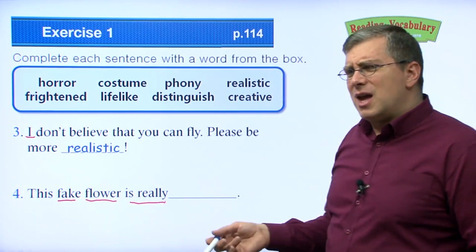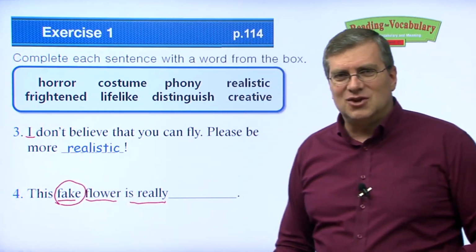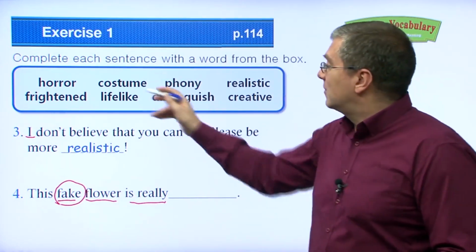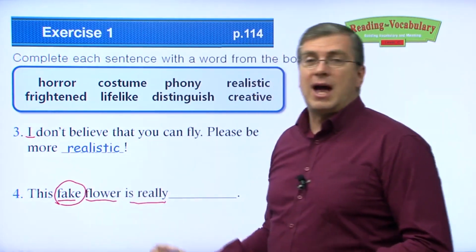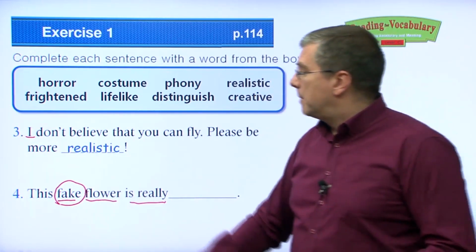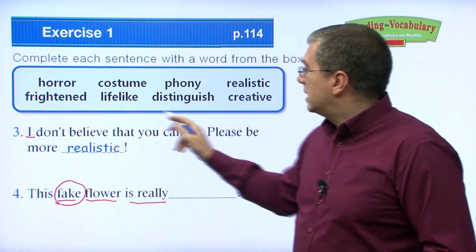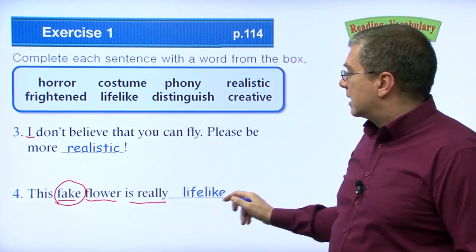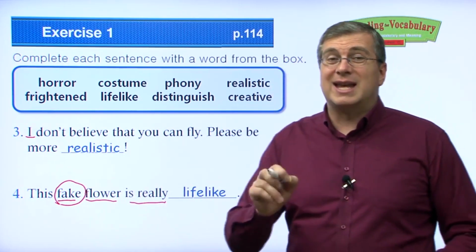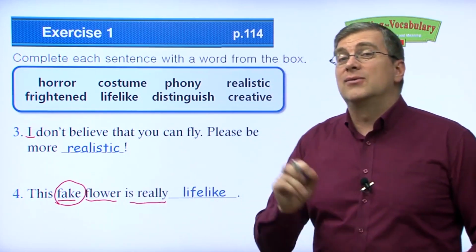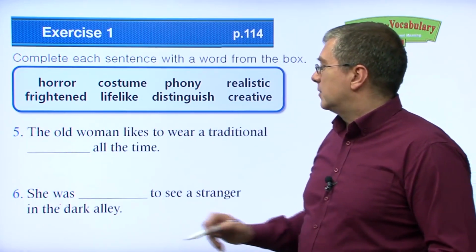It's interesting. A lot of these sentences are using fake, phony, imitation. A lot of the subjects, a lot of these words have to do with that idea. So this fake flower, not a real flower, but a fake flower is really what? Is really lifelike. It's fake, but it looks lifelike. It looks like it's real. It's lifelike. Okay. Next one, 5.